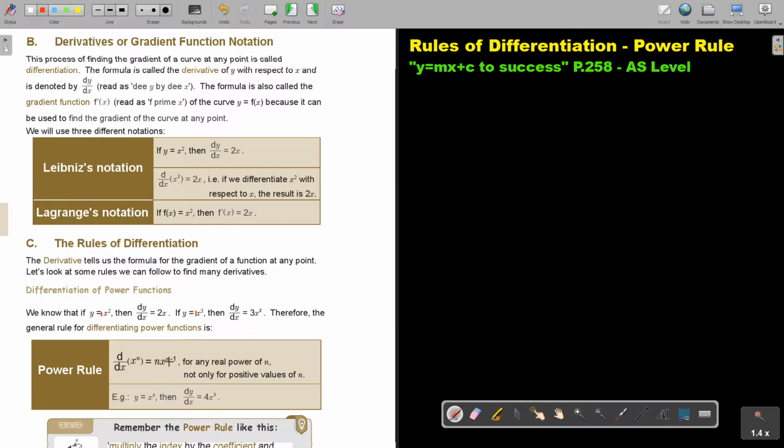Okay, so what we do is we subtract 1 from the index. But before we do that, we take the index and multiply it by the coefficient. So if that is 4 and that is 1, we first multiply the index by the coefficient to get that 4, and then subtract 1 from the index.